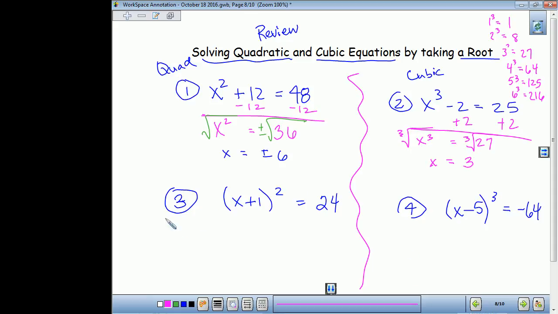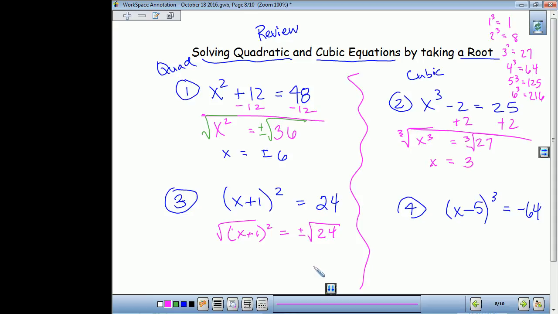Okay, so example 3, back to what we did last year. Do you see we have the squared part by itself? All of this is being squared. So we're good. All we have to do is take the square root. Now, this is an even root, and when I take an even root, I always get a positive and a negative. When I take an odd root, whatever the sign of the number is the sign of my answer. So this is an even root, so I get plus or minus root 24.